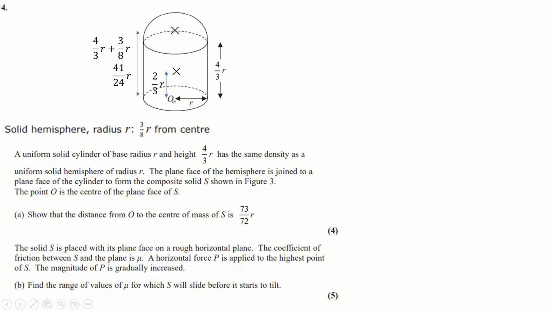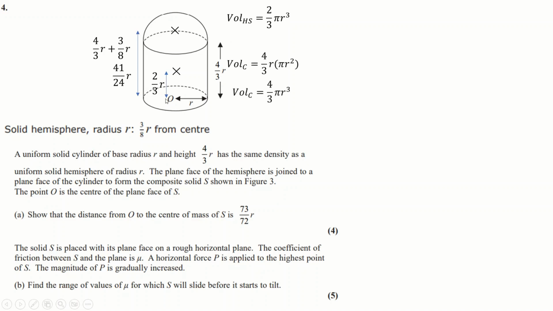And now we just do that kind of weighted, adjusted mean thing that we always do, considering the volumes instead of the masses. So the volume of the hemisphere is, normally it's 4/3 pi r cubed, but it's a hemisphere, so it's 2/3 pi r cubed. The volume of the cylinder is just pi r squared times the height, which is this, and we get this.